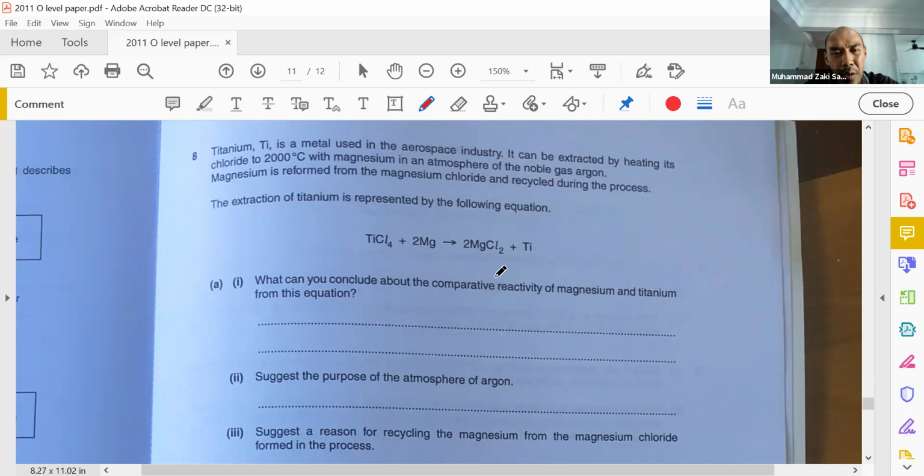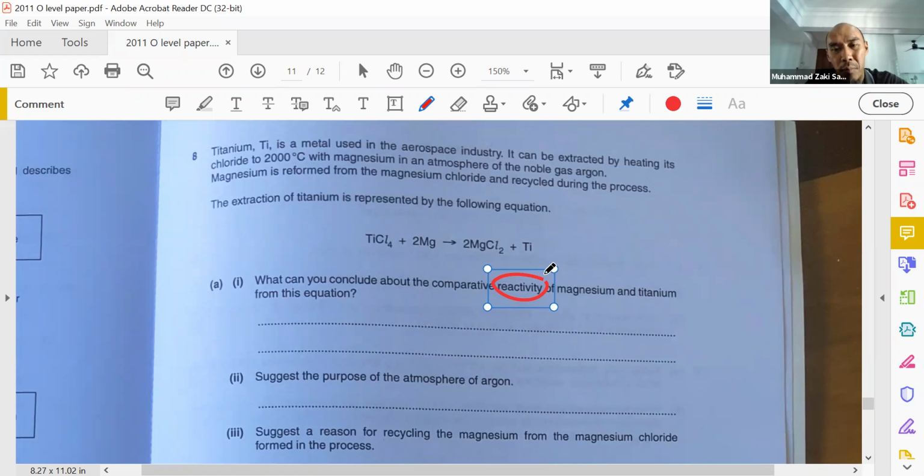So what can you conclude about the reactivity of magnesium and titanium? This is puzzling, right? What has reactivity got to do with this equation? What is this equation about? You may never have seen it before, it's something new, but you have learned this concept.